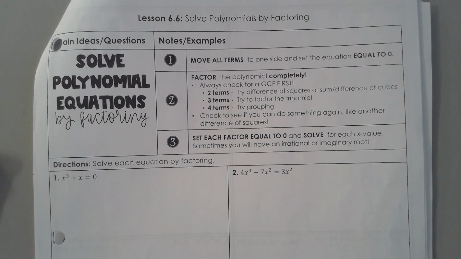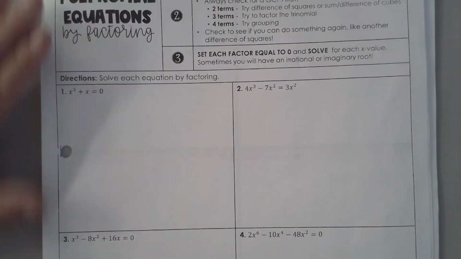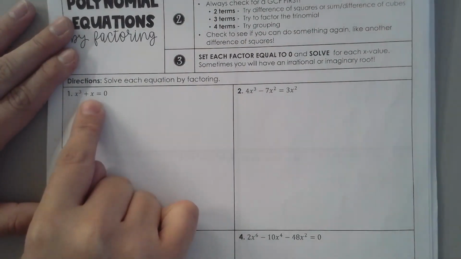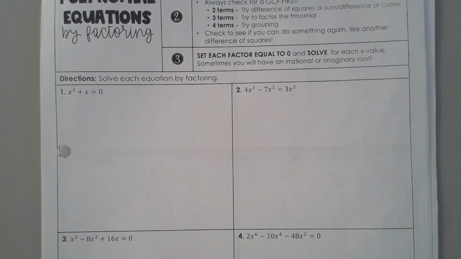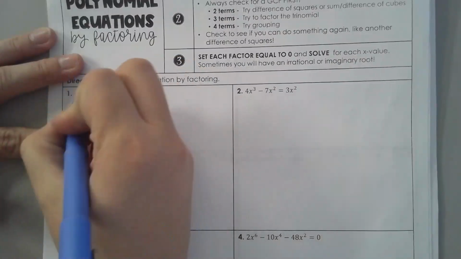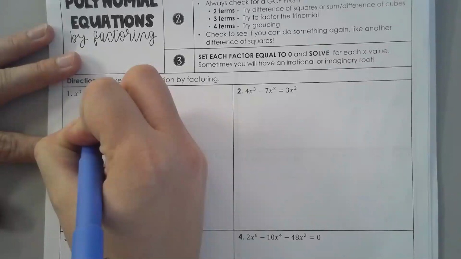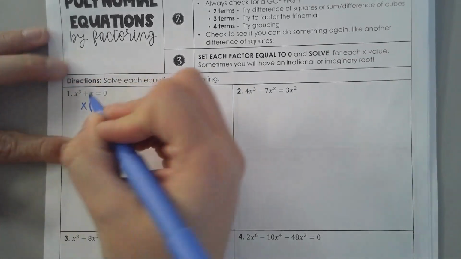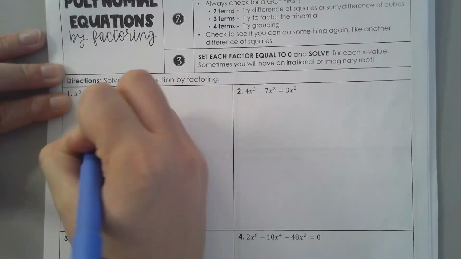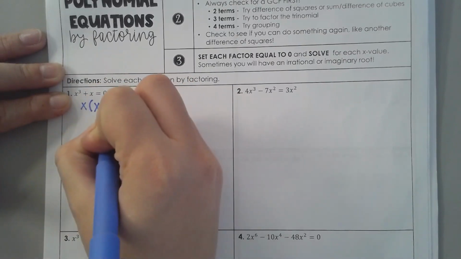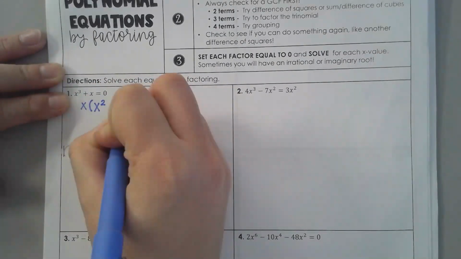You always want to look for a GCF. So, is there something that both of these terms have in common? They both have an x. So we're going to factor out the GCF. So I'm going to get an x, which leaves me with x squared plus 1.